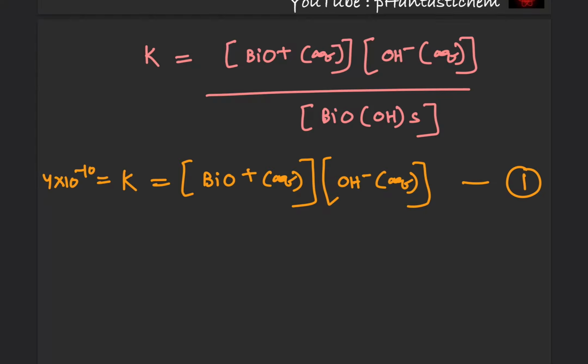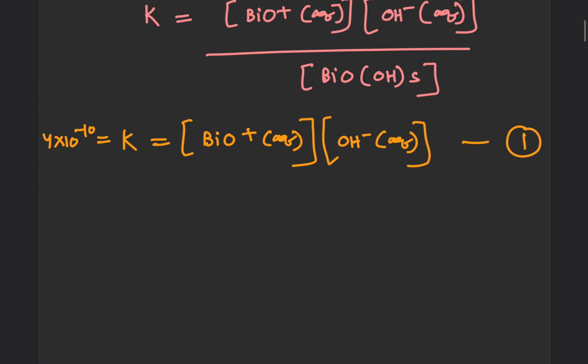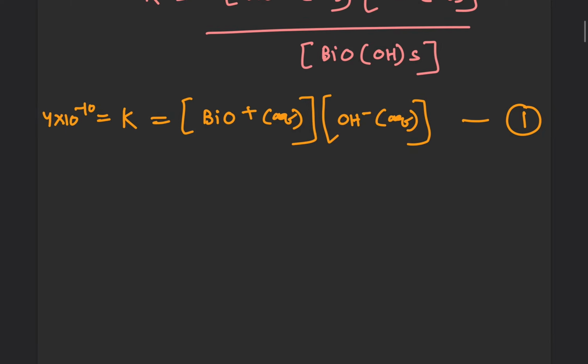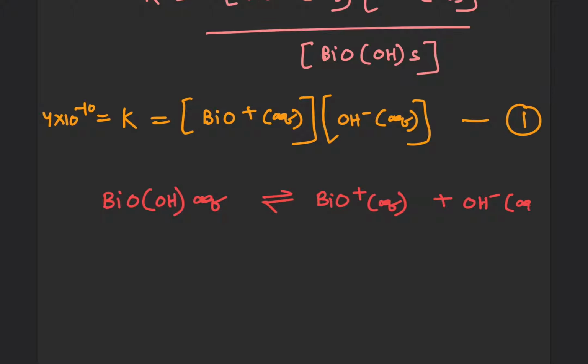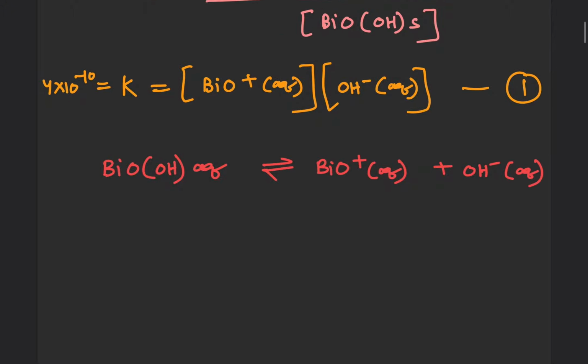So let's say this is equation 1, very important. From the stoichiometry, that is from this reaction, BiOOH aqueous gives us BiO plus aqueous, the respective ions, plus OH minus aqueous. So this is whatever amount dissolved into the water, and these are the ions that it furnished in water.